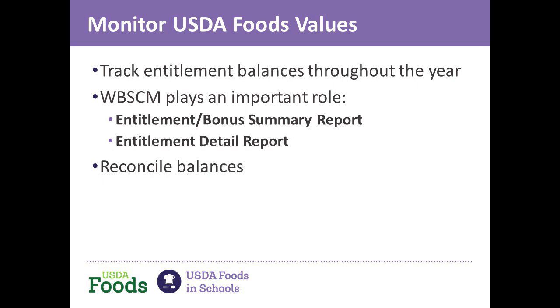There are 2 reports in WebSCM that states should frequently run to monitor: the Entitlement Bonus Summary Report and the Entitlement Detail Report. These reports have the most up-to-date SDA balances and prices paid for USDA Foods. States should have a process in place to monitor the entitlement and planned assistance level balances. Throughout the school year, the SDA must reconcile the SFA's commodity offer value with the amount of USDA Foods received to ensure that SFAs are maximizing their planned assistance level. If an SFA has PAL remaining, this will affect the SDA's overall entitlement spend.